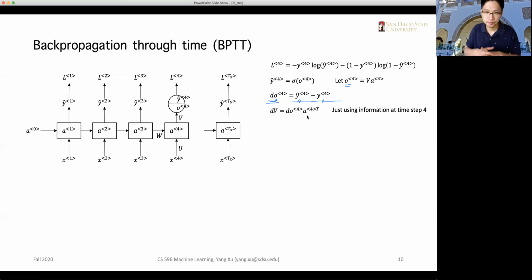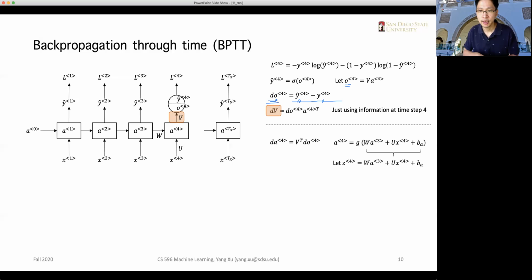So far, only the information at time step 4 is used, okay? So that's for dV. But next, we can use the dO4 to compute dA4, okay? And dA4 is basically the transpose of V times dO4. And this is also applying the backpropagation principles to these units, okay?